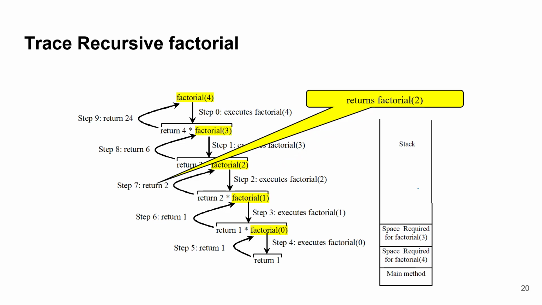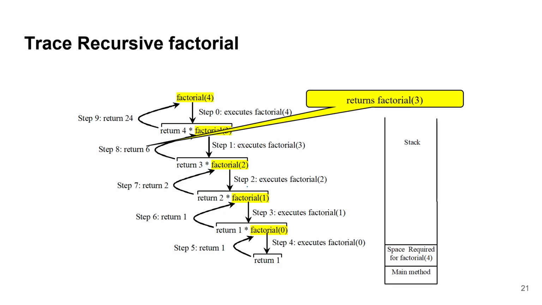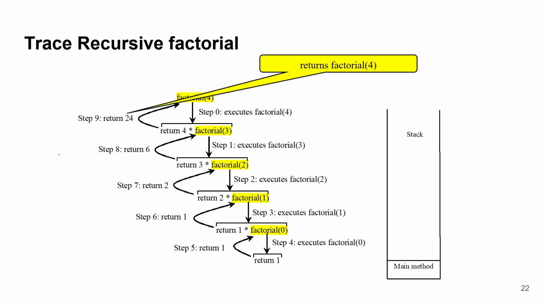You keep moving up. So now the value that will be returned at step number 7 for factorial 2 is in fact 2, 2 multiplied by 1, where 1 is the value of factorial 1. So we keep moving up, right? In step number 8, the returned value is 6, for the reason that factorial 2 is 2. That's what we computed here. So 3 multiplied by 2 is 6, right? And then in step number 9, you will return 4 multiplied by the value of factorial 3, which is 6. So 6 multiplied by 4 is 24.